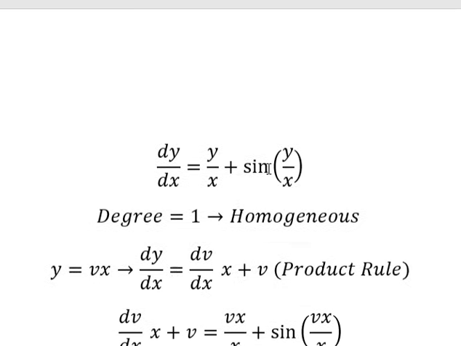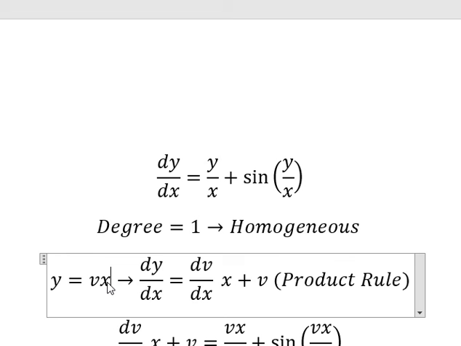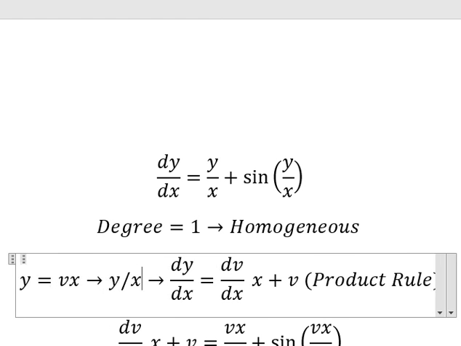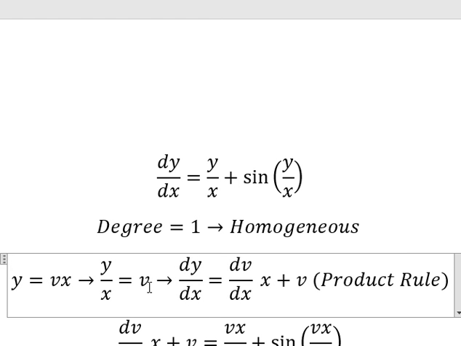About v, that is about this one, so we divide both sides by x. And now I need to change v into this one.